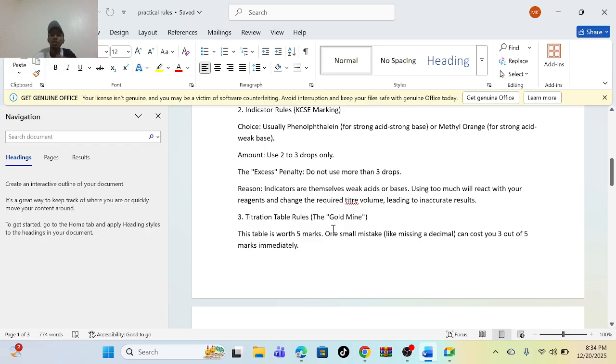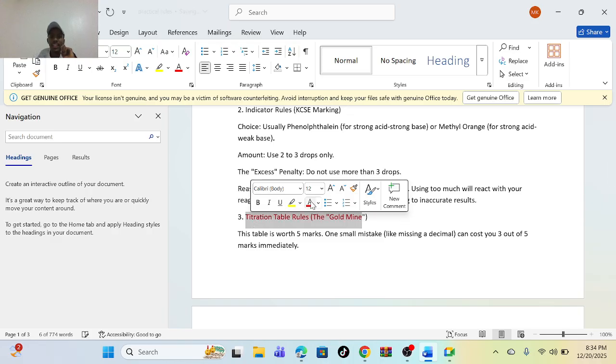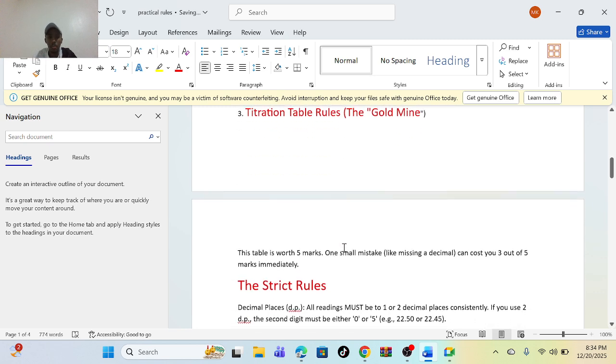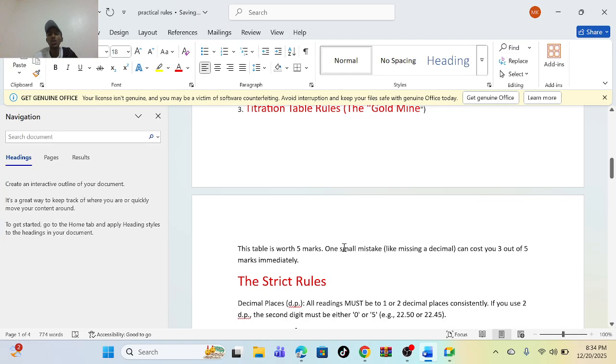So the very important thing now, what I want you to hold on to, is this gold mine: the titration table. How do you fill it? This table consists of 5 marks. Small mistakes like missing a decimal can cost you 3 out of 5 marks immediately.